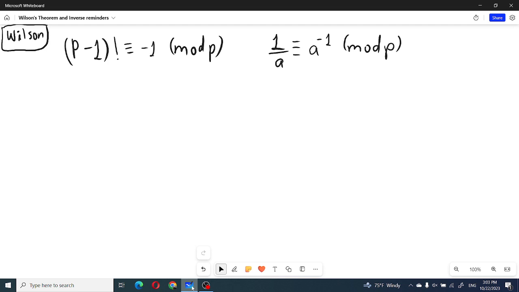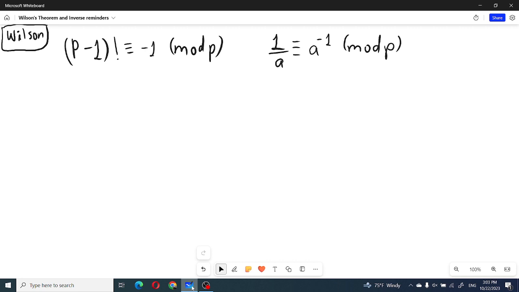Hello, today we will discuss Wilson's theorem and inverse remainders mod p. Wilson's theorem tells us that if we are given a prime number p, (p minus 1) factorial equals -1 mod p. And what are inverse remainders?